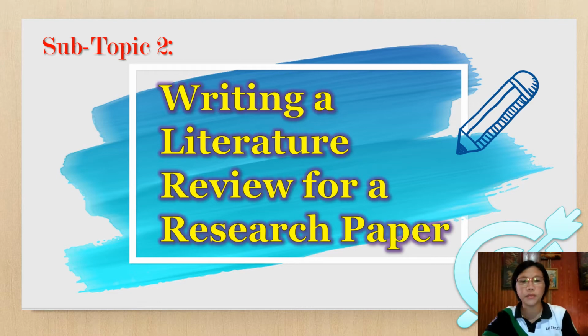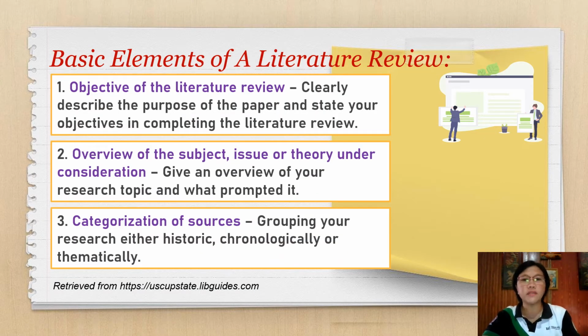For subtopic number 2, we are going to learn about writing a literature review for a research paper. There are basic elements of a literature review. First is the objective of the literature review. You have to clearly describe the purpose of the paper and state your objectives in completing the literature review. Second, overview of the subject, issue, or theory under consideration. We have to give an overview of our research topic and what prompted it. Third element is the categorization of sources. We have to group our research either historically, chronologically, or thematically.